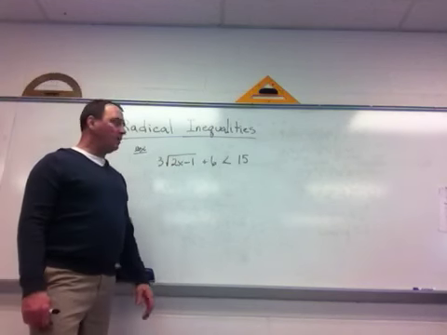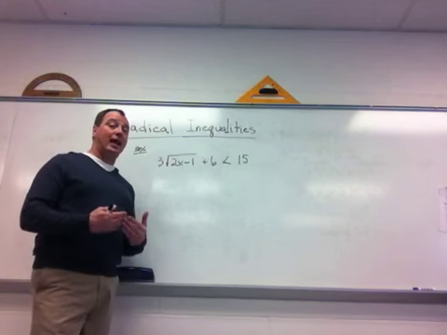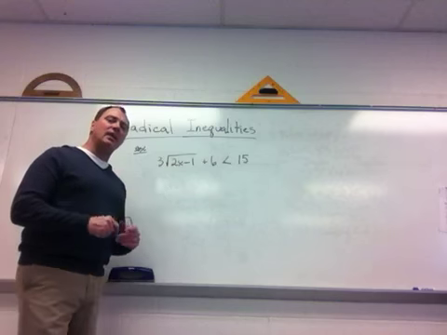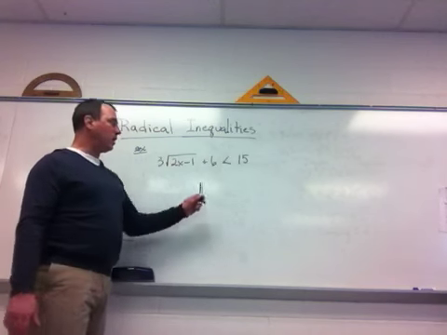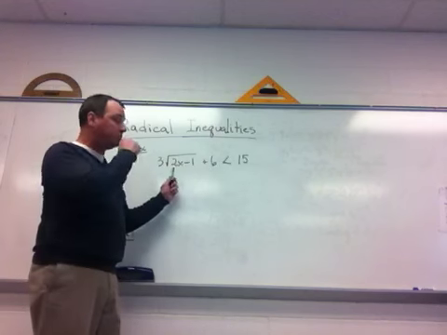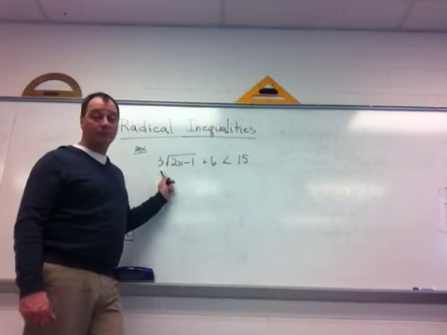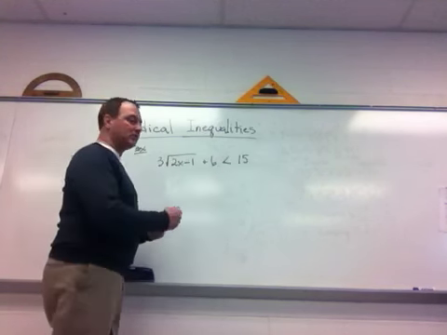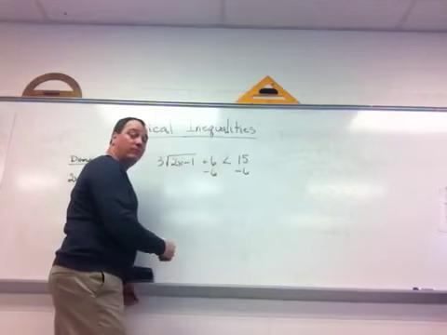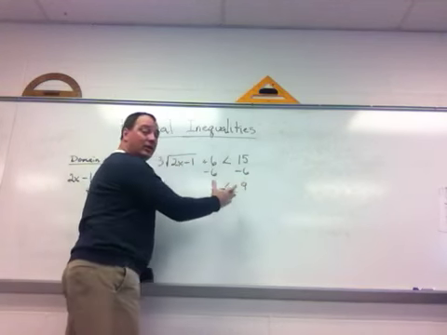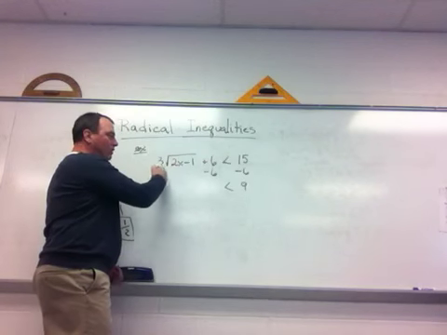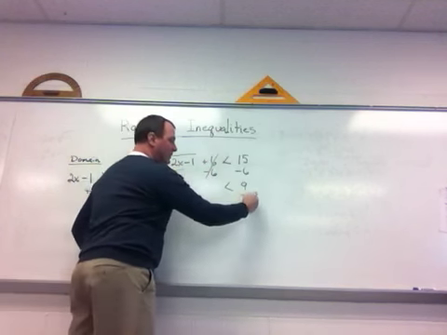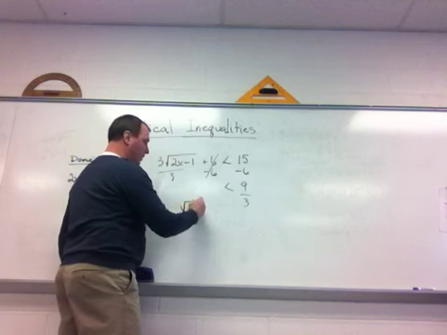When I solve these radical inequalities, or even regular radical equations, I want to isolate my radical sign. So in this problem, I want to get rid of this plus 6 and the 3 that is multiplying. I get rid of that 6 by subtracting 6 from both sides. If I take 6 away from 15, I'm left with 9. And if I get rid of this 3 by dividing both sides by 3, I end up with this inequality.